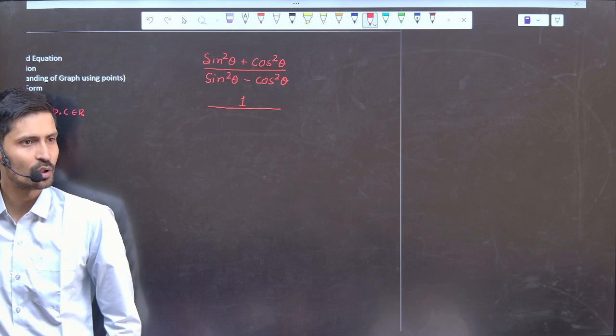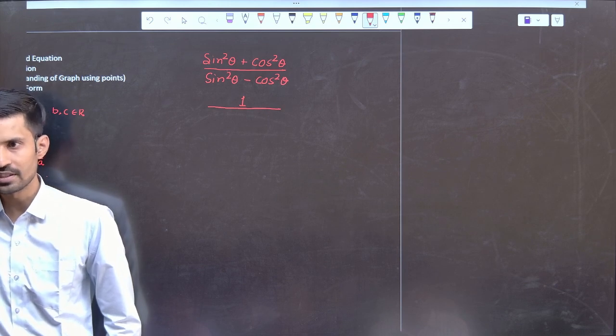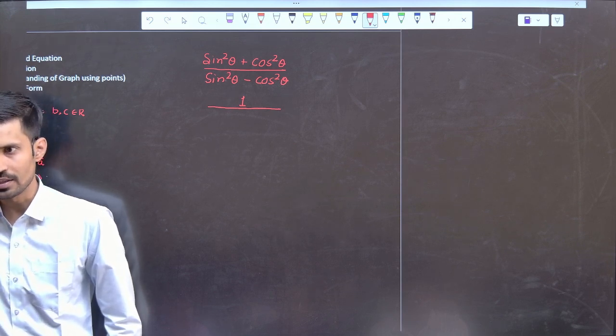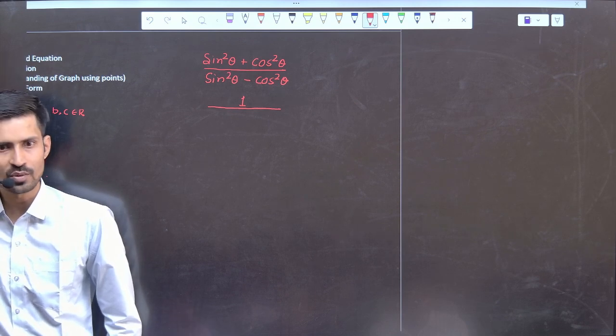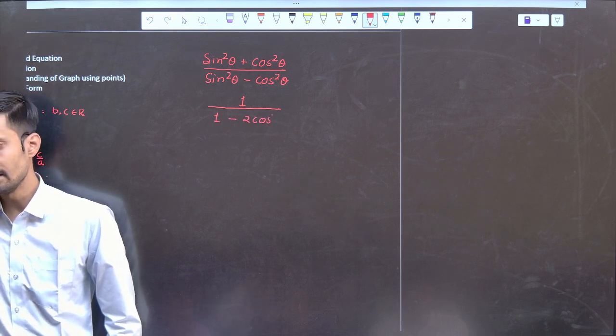Tell me what you want to change. Sin square you want to change or cos square you want to change? Sin square. I will change sin square. So this sin square theta I will write 1 minus cos square theta. And one more minus cos square theta will come. What will it become? 1 minus 2 cos square theta.